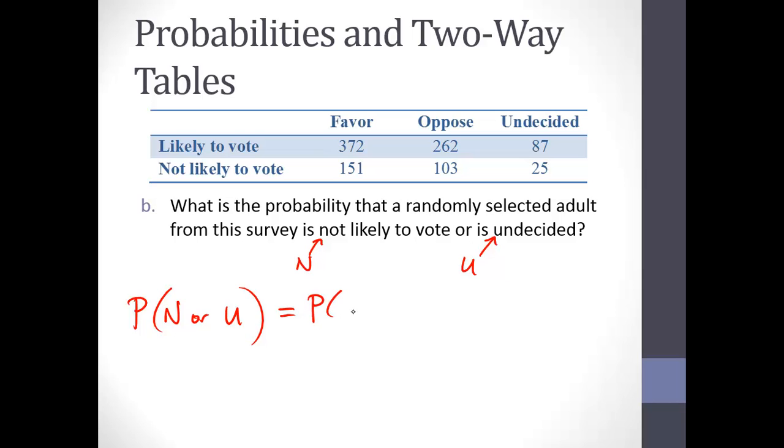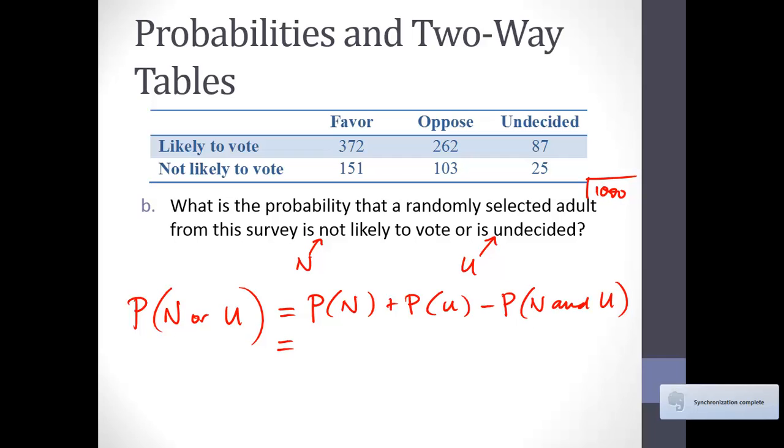So this is the probability of N plus the probability of U minus the probability of N and U, and we'll get the same answer. But just thinking about this in our new framework here, and again, there's 1,000 total people here. So what is the probability of not being likely to vote?